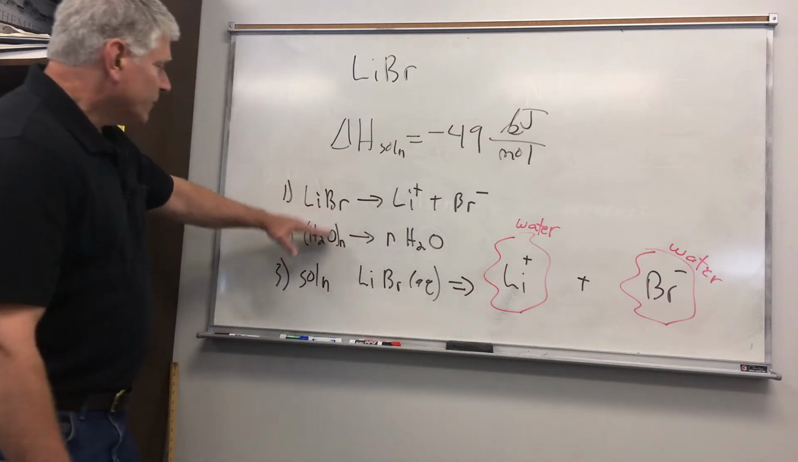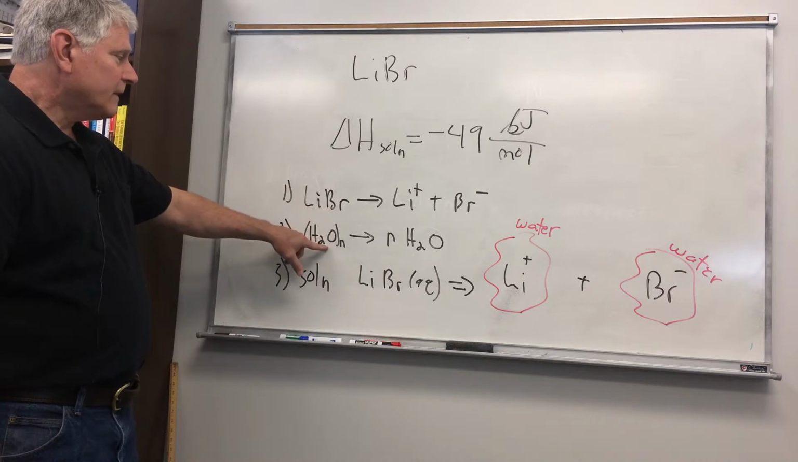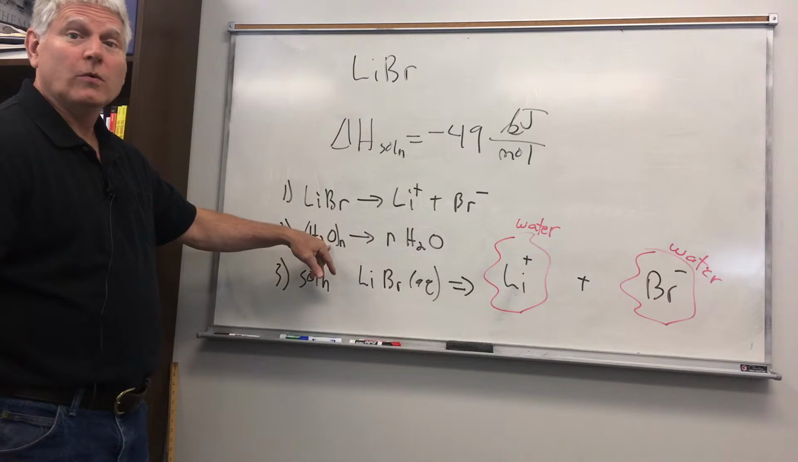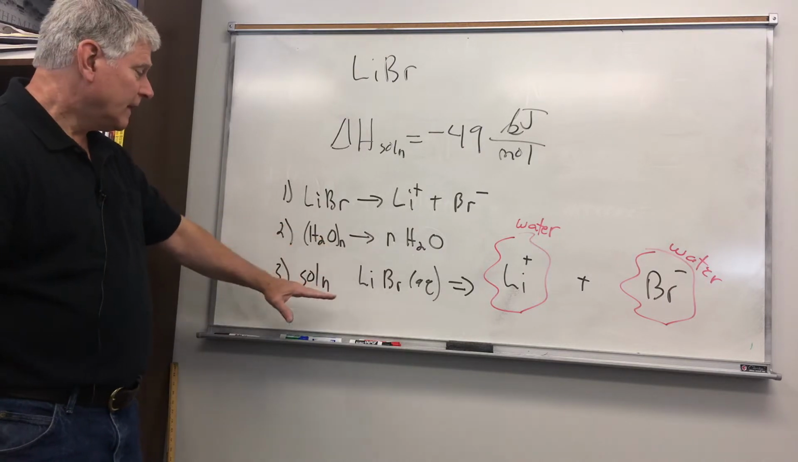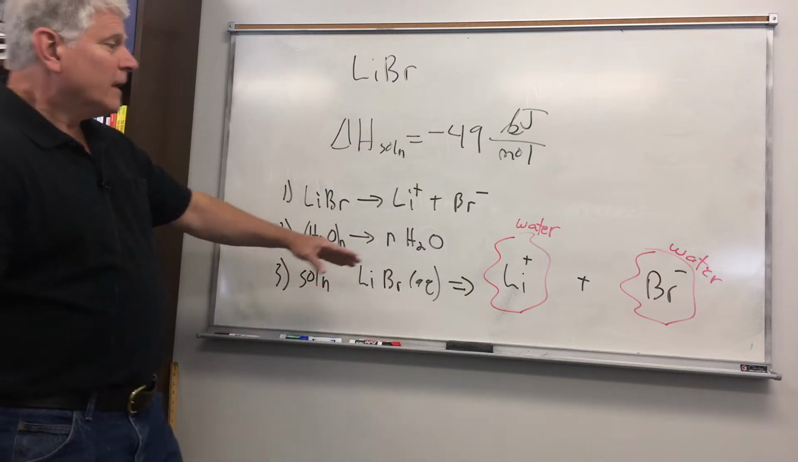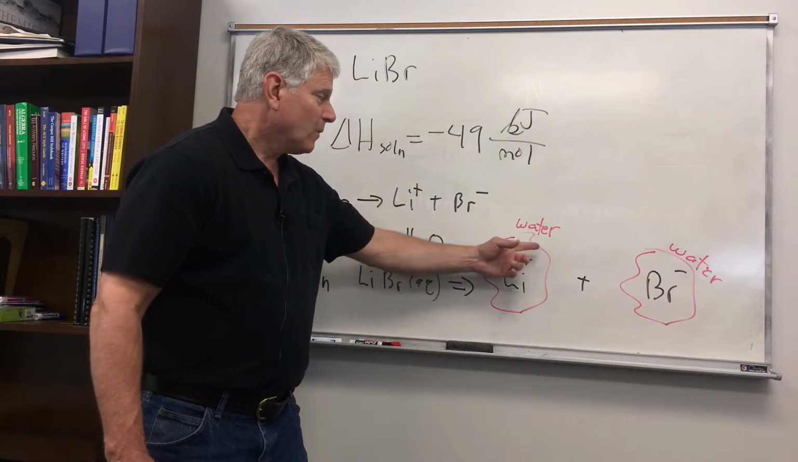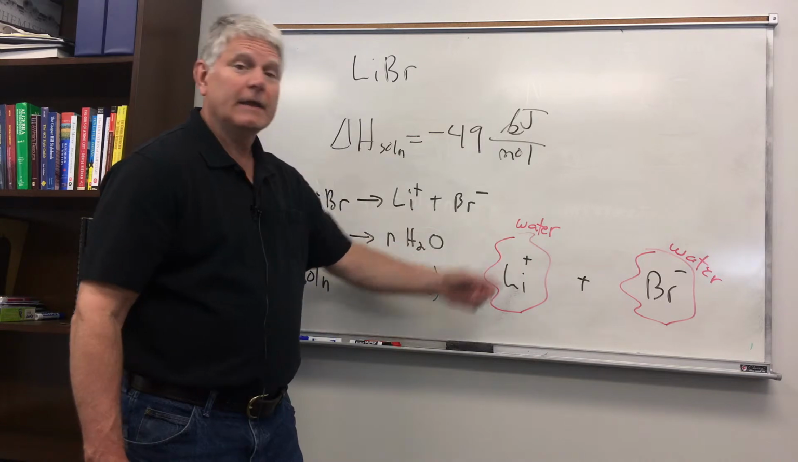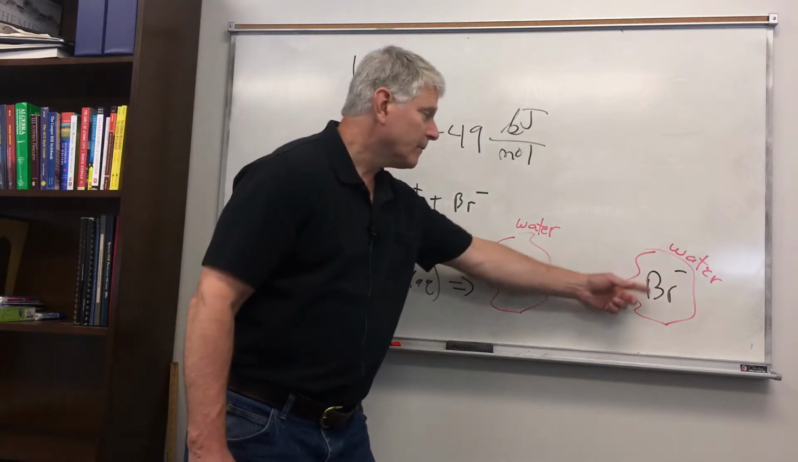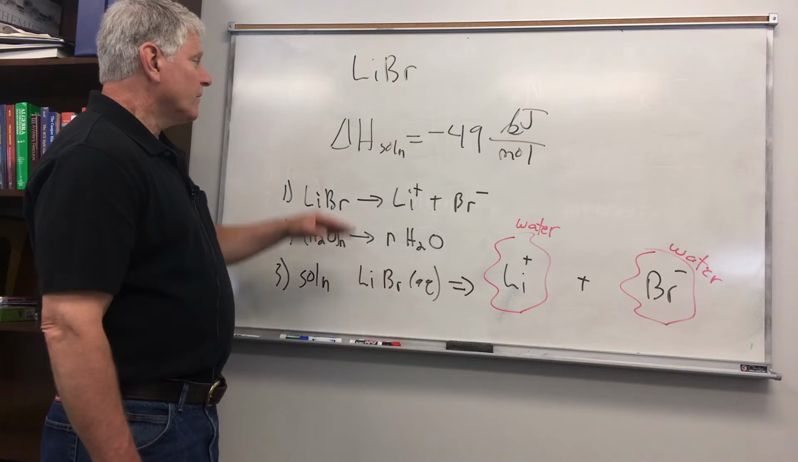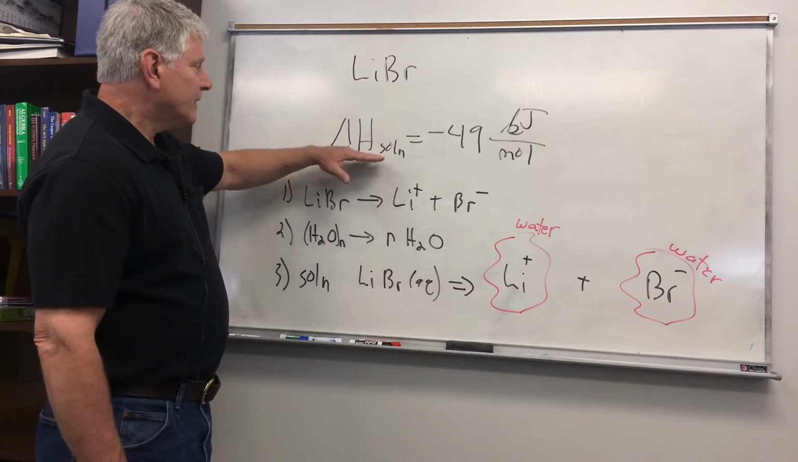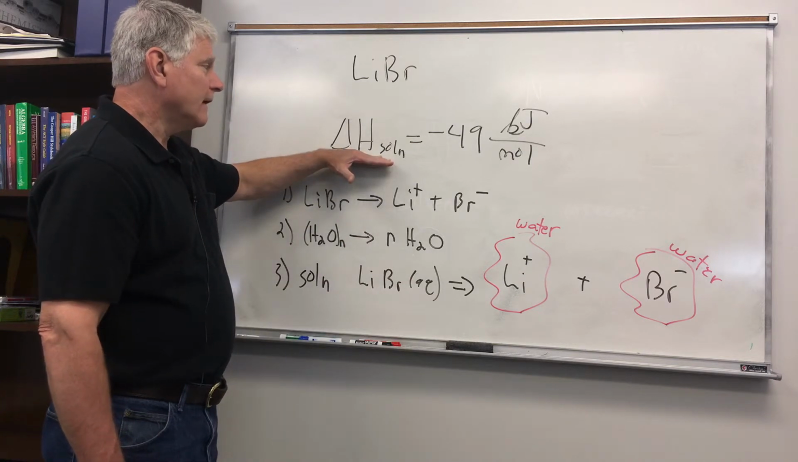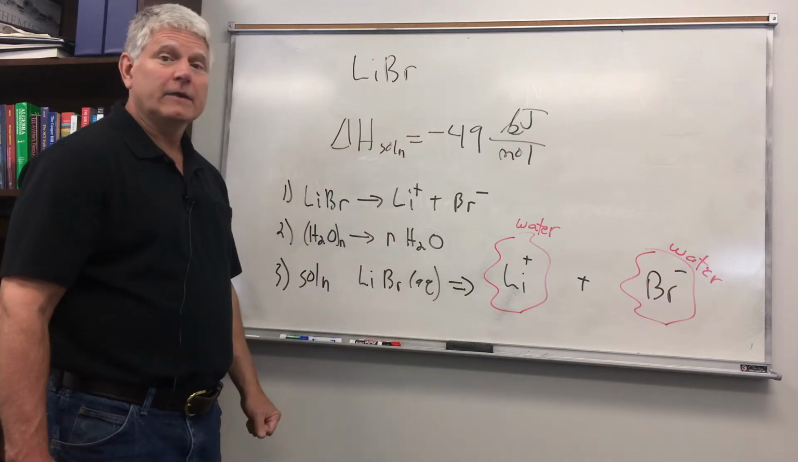So these first two steps require energy to break apart the ion-ion or dipole-dipole interactions. And then this third step releases energy when the water interacts through dipole-ion interactions with the lithium plus and bromide minus. So if we add up all these steps, the total enthalpy for these three steps added together is equal to negative 49 kilojoules per mole.